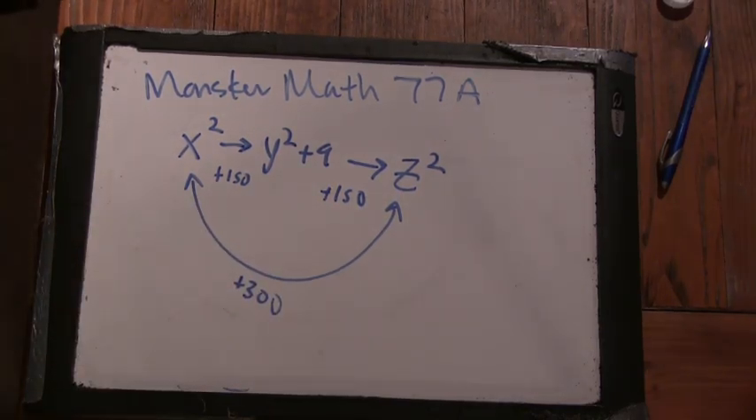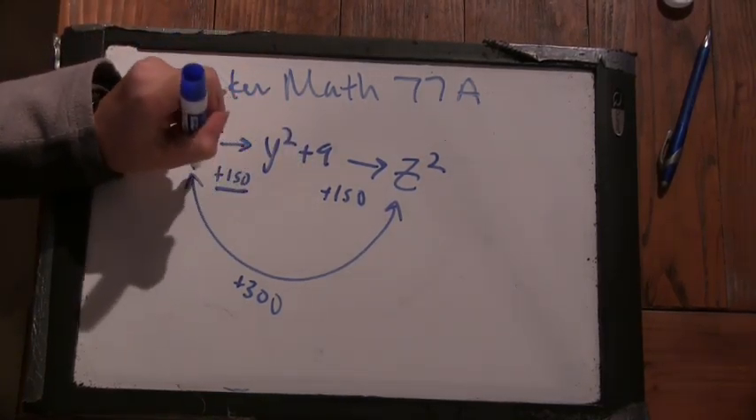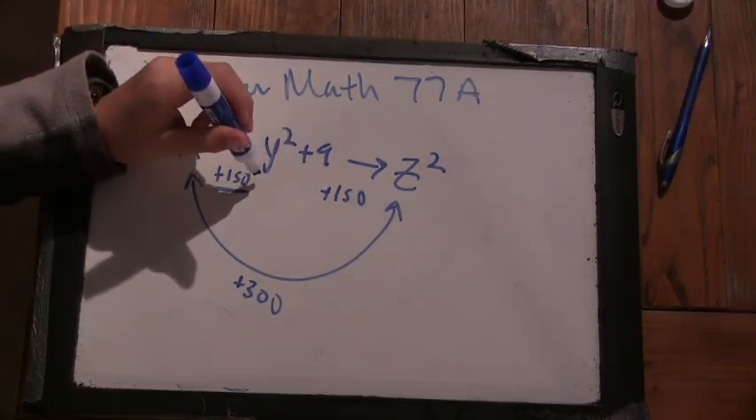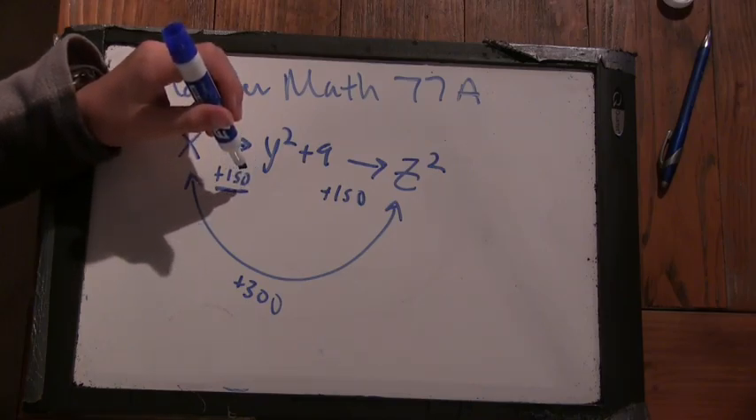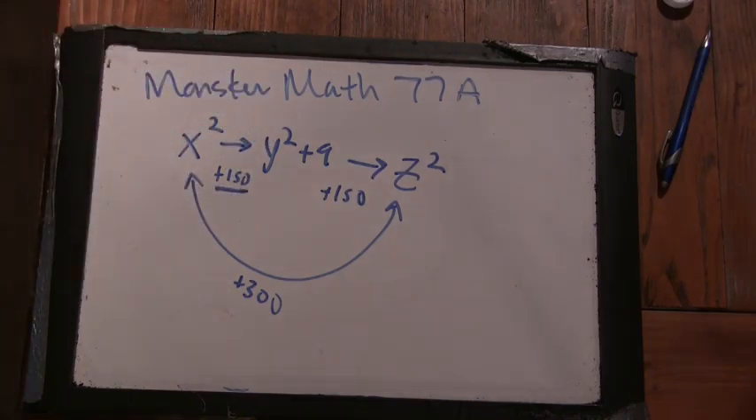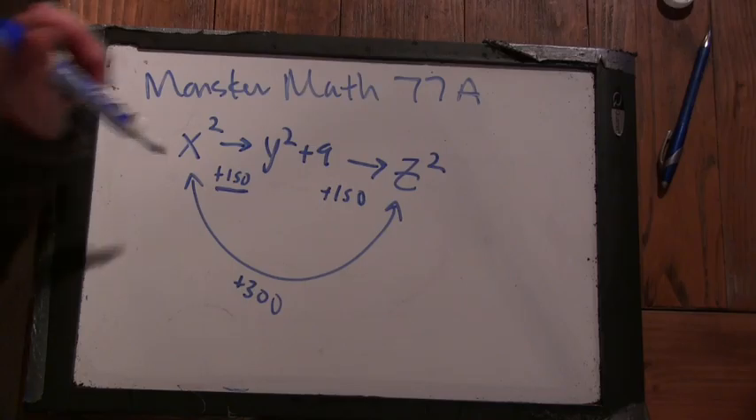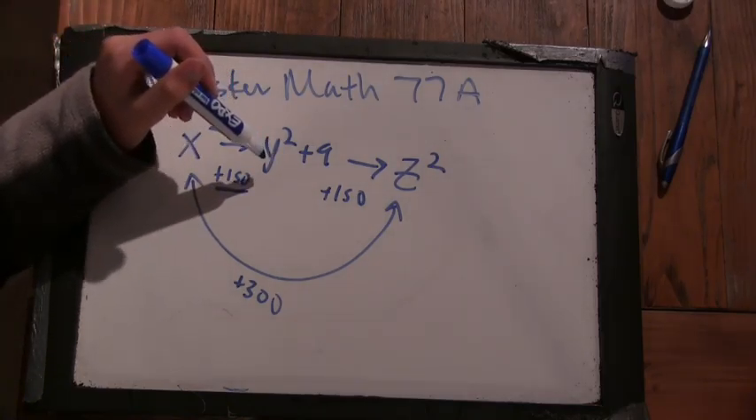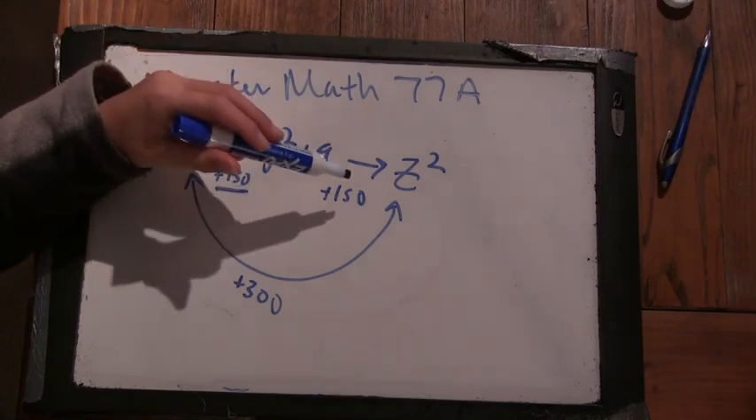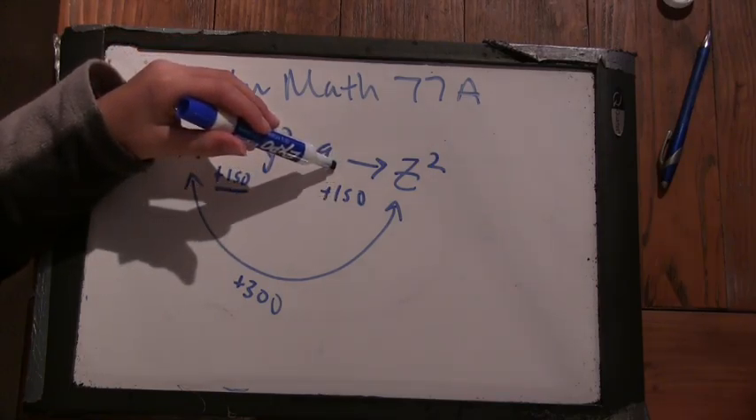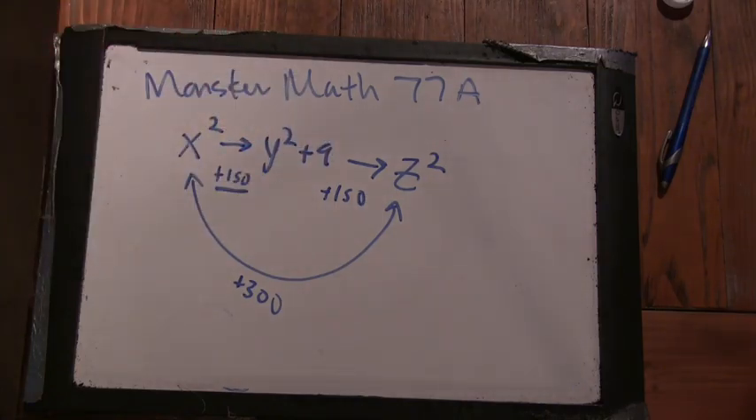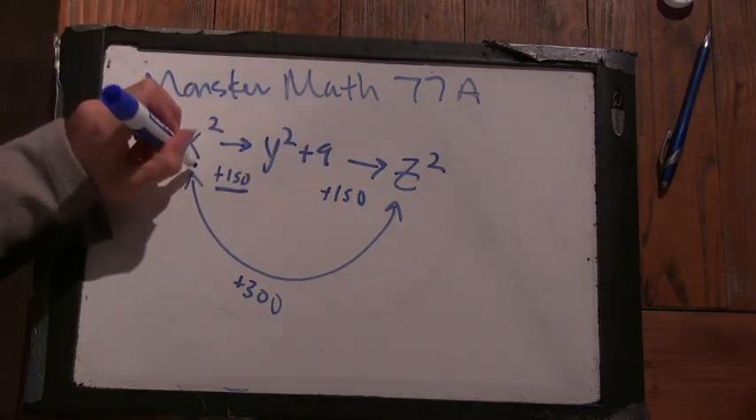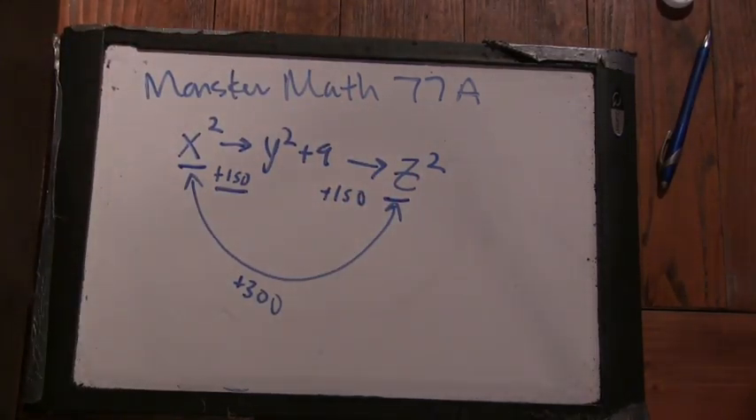Or we could look at it like this. You could see what number is 9 more than a perfect square. So a perfect square, you add 150 people, you get 9 more than another perfect square. Then you add another 150 people, you get a perfect square. So maybe our best bet would be just looking around for perfect squares that are 300 apart.